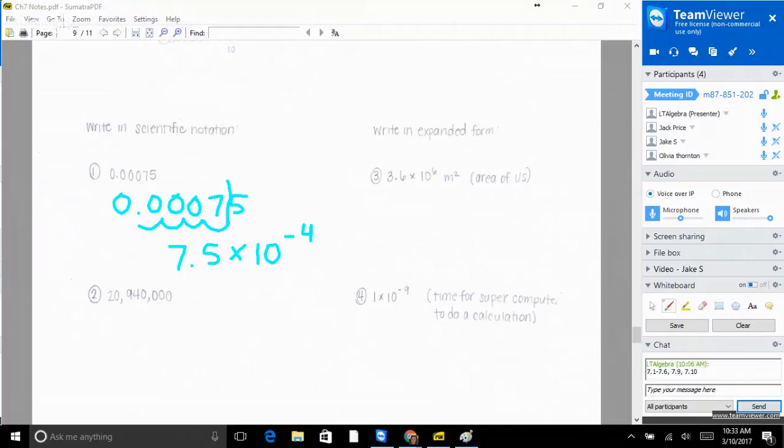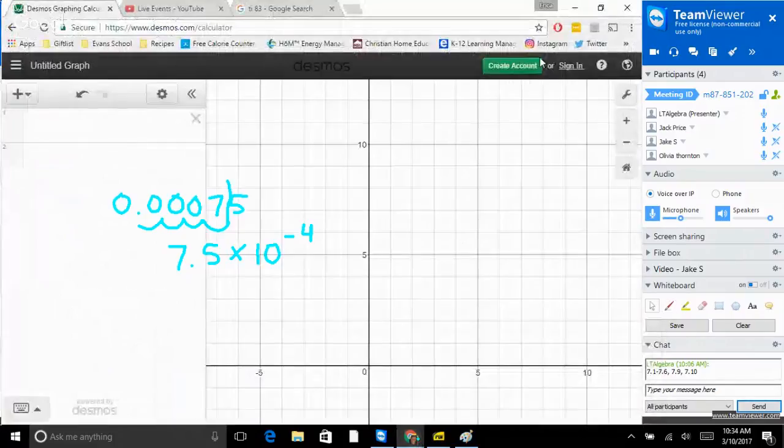Now, let's try something. I could be totally wrong. Let's go to Desmos. What if I type in 7.5 times 10 to the negative 4th power? Oops, first of all, you should type it in correctly. That would help. Oh, there you go. So it evaluates it for you.